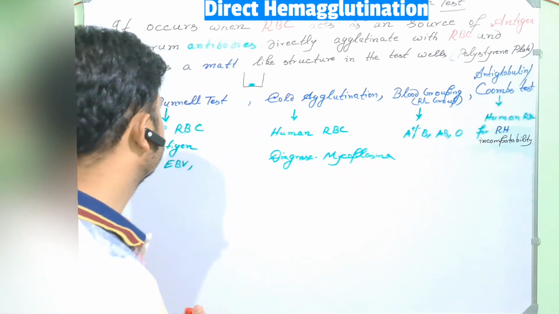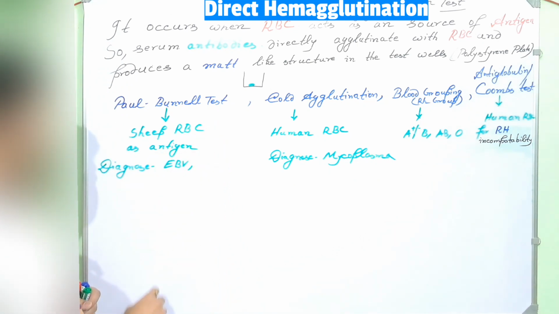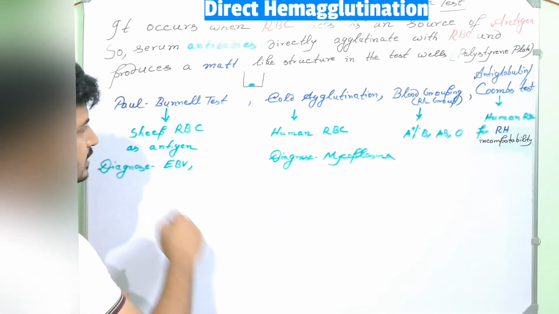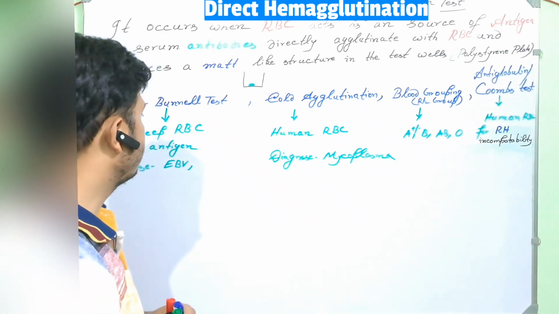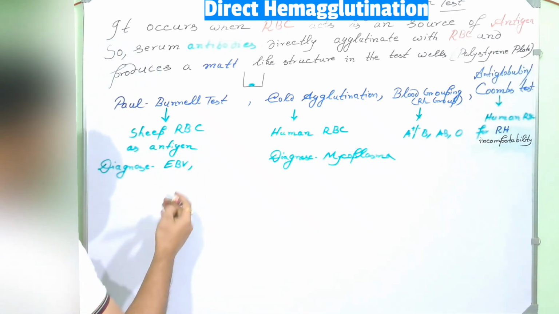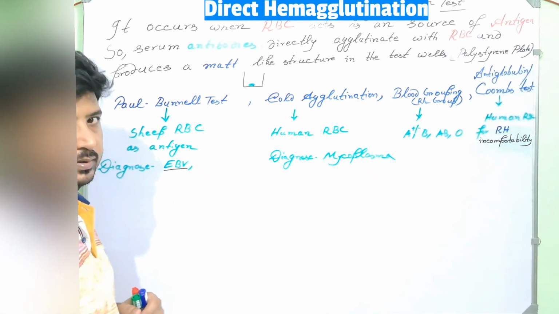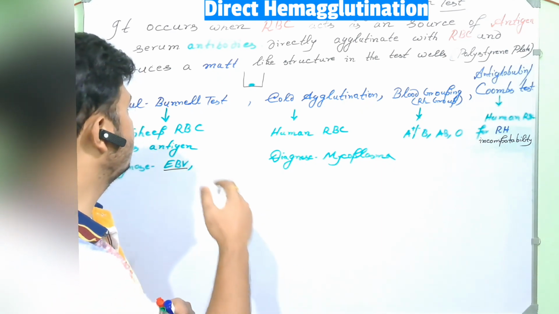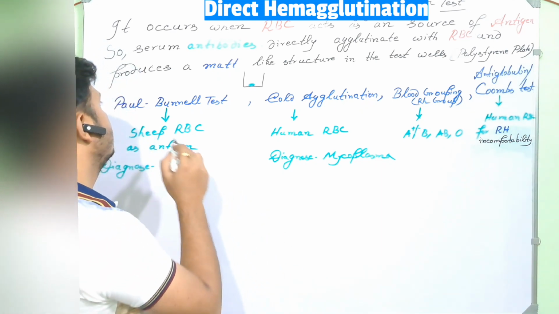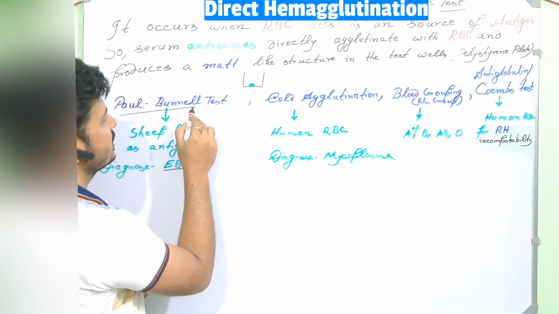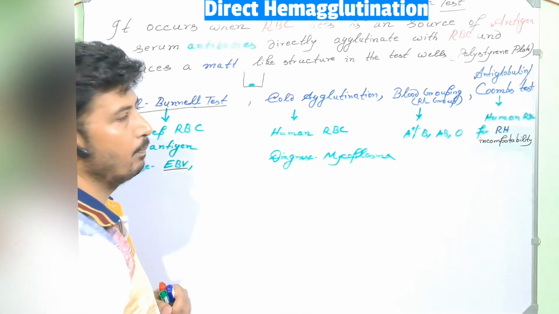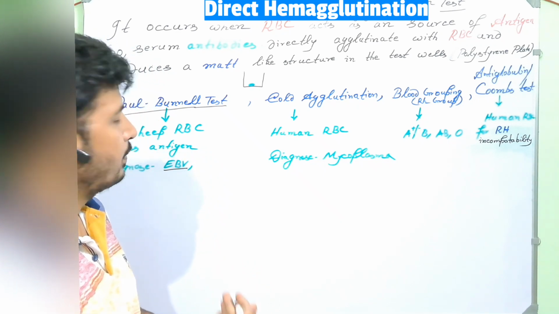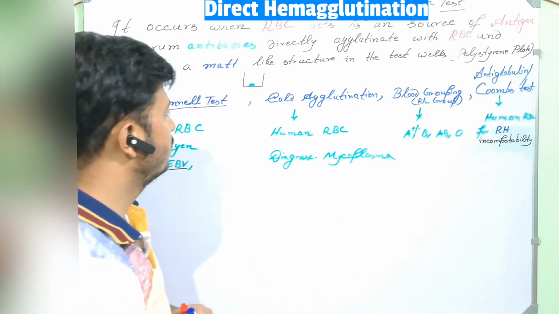Okay. So here, in case of the Paul-Bunnell test, sheep RBC is taken as an antigen, and patient serum antibody is used to diagnose against EBV, meaning Epstein-Barr virus. So for diagnosing Epstein-Barr virus with the help of sheep RBC, it is named as or discovered by the Paul-Bunnell test. Okay, that is the particular name of the test.